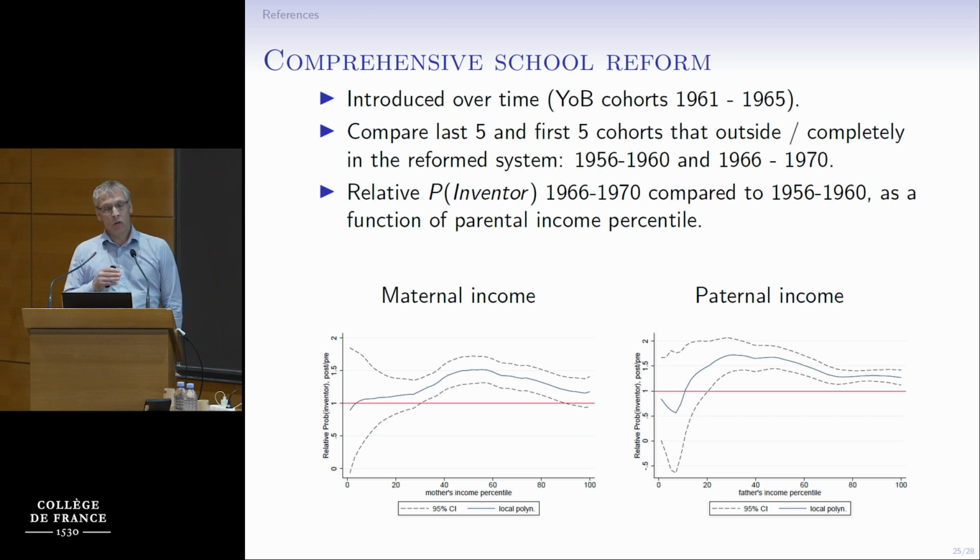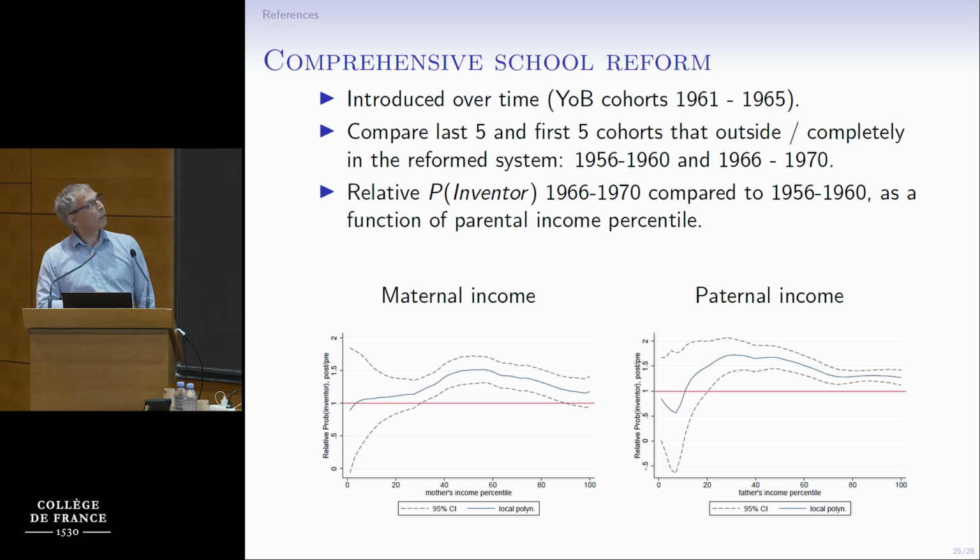And so what we do is we exclude these 5 cohorts and we look at the last 5 cohorts that all went through the tracking system and the subsequent 5 cohorts that all went through the comprehensive schooling system. And we compare the outcomes. Essentially we're running the estimations you've seen so far, but separately for these 2 sets of cohorts. Now to give you an idea of what the raw data looks like, what we're plotting here is the following.